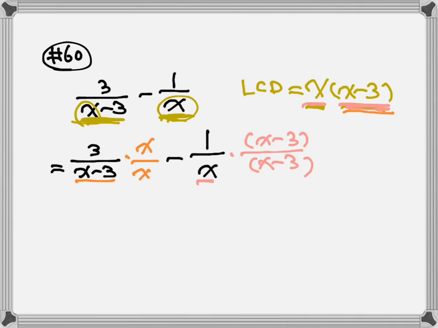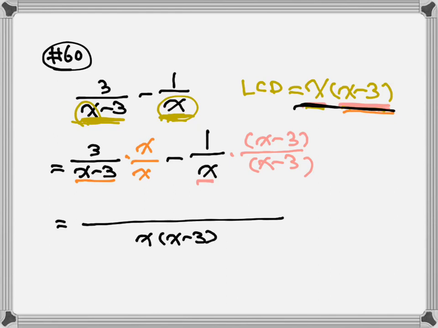Then after that, again, don't even bother to multiply your denominator, okay? Because you know this is your common denominator. So all you need to do is write down x times x minus 3 for your denominator. Now for the numerator, let's multiply the stuff on top. So this becomes 3x.